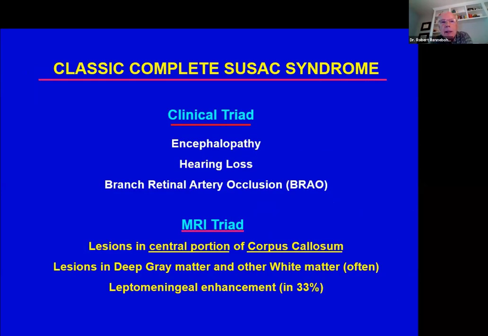In its classic and complete form, Susac syndrome is characterized by a clinical triad of encephalopathy, hearing loss, and branch retinal artery occlusion, and by an MRI triad, the most important and characteristic feature being lesions in the central portion of the corpus callosum. Lesions in the deep gray matter and other white matter also often occur, and leptomeningeal enhancement occurs in approximately 33% of cases.